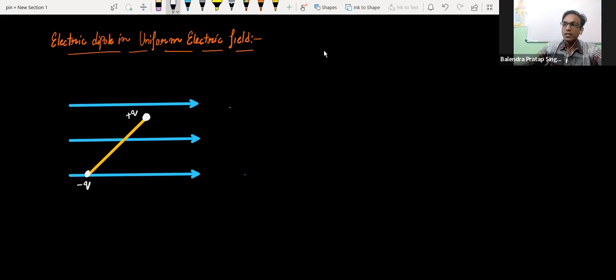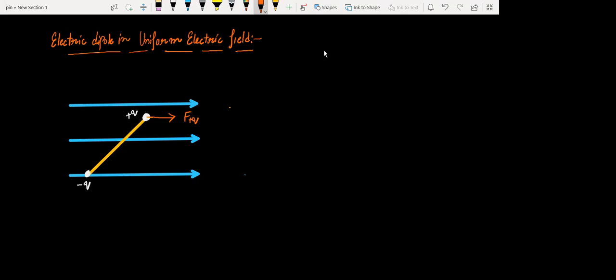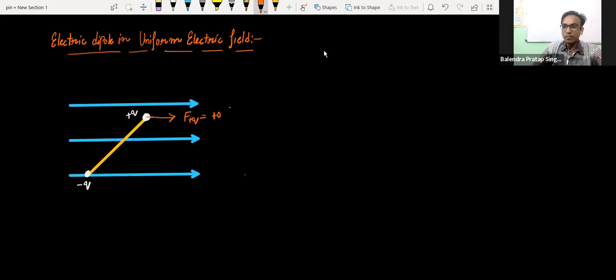So the first point is the positive Q charge will experience a force in the same direction of electric field. In this case, it will experience a force in this direction, that is F plus Q. And how much is this force? F plus Q is QE, charge into electric field. And the negative Q charge will experience a force opposite to the direction of the electric field.